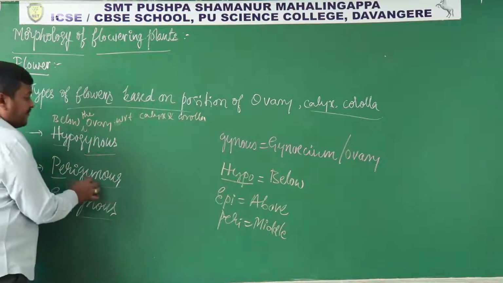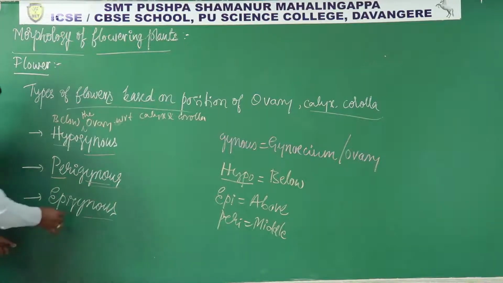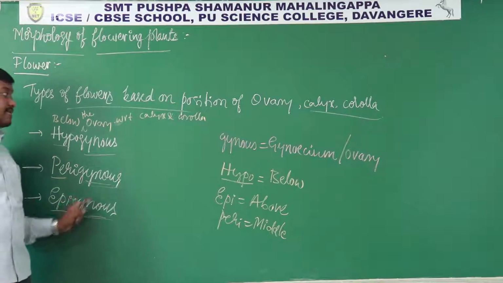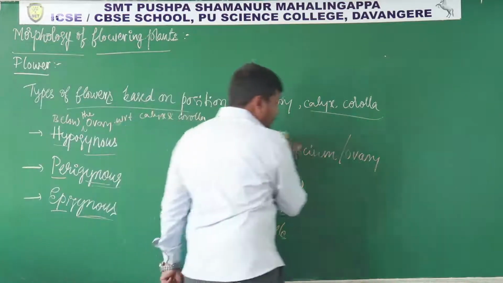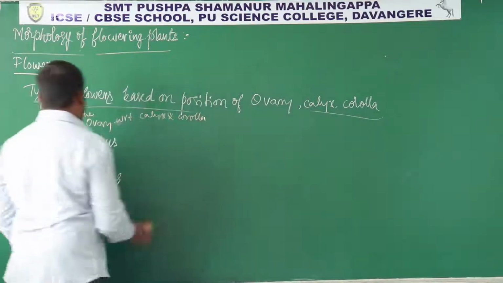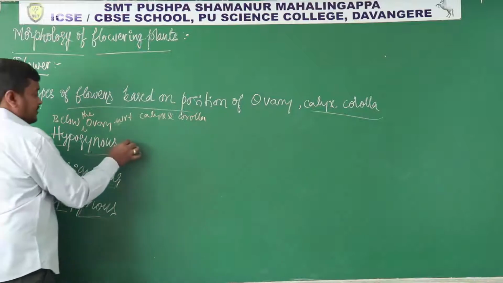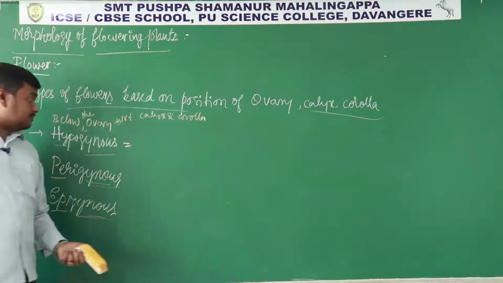Perigynous: middle of the ovary with respect to calyx and corolla. Epigynous: above the ovary, calyx and corolla present above the ovary. If you remember this, it is very easy to recall. Then what is hypogynous? With respect to calyx and corolla, we are going to describe it.